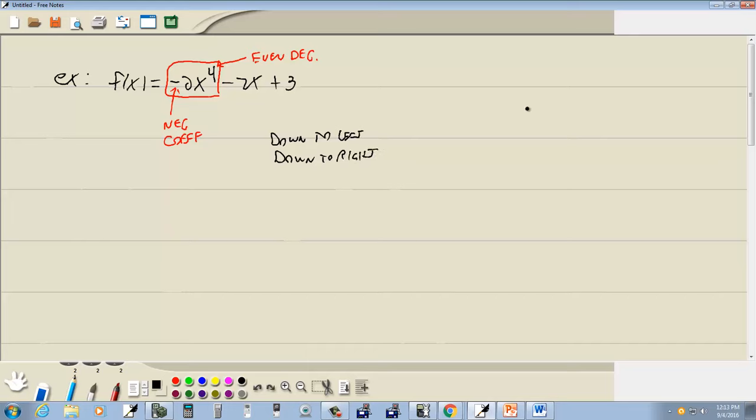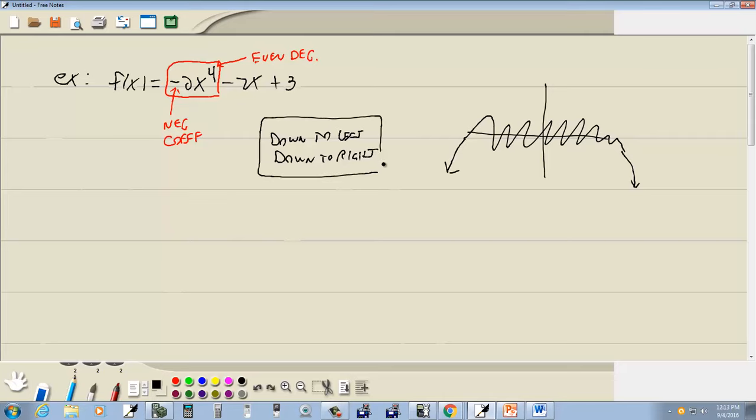Now, I don't know much about this graph, but all I do know is as it's going clear to the left, it's going down. As it goes clear to the right, it's going down. It could be doing anything here in the middle. That's all I know from that test. But this is our answer.